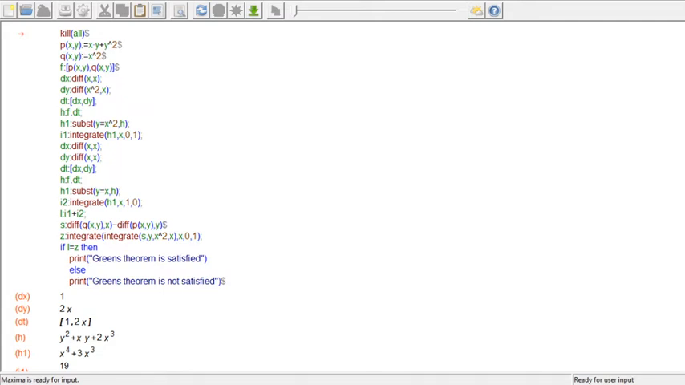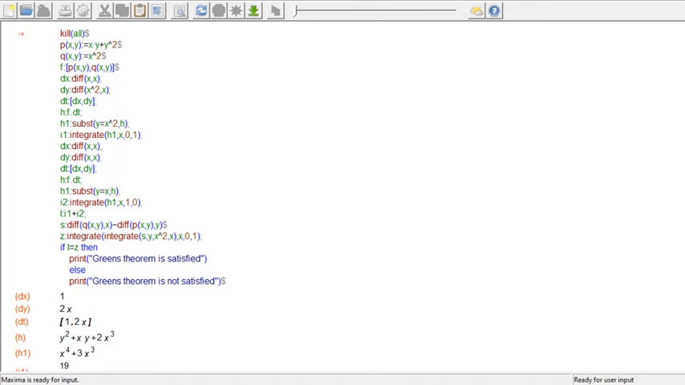Integrate this. Your integrated answers I1 and I2, they are stored in I. That is our line integral pdx plus qdy. Let's find out the right hand side. That is double integral of dou q by dou x minus dou p by dou y. Let's find out first what is dou q by dou x minus dou p by dou y, and store it in S. That is differentiation of q of xy with respect to x minus differentiation of p of xy with respect to y in S.